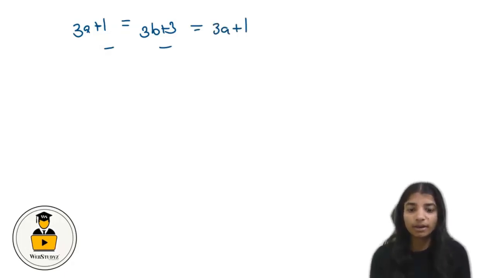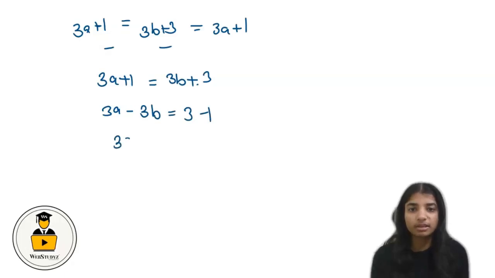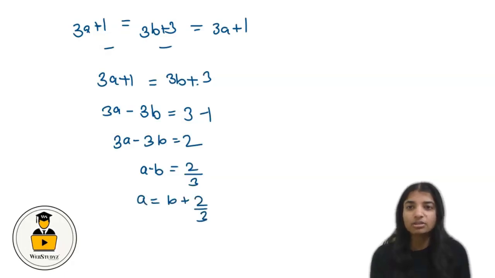So we compare the values: 3a plus 1 is equal to 3b plus 3. We can write this as 3a minus 3b equals 3 minus 1, which means 3a minus 3b equals 2. Taking 3 common, a minus b equals 2 divided by 3. So we can write a equals b plus 2 divided by 3.